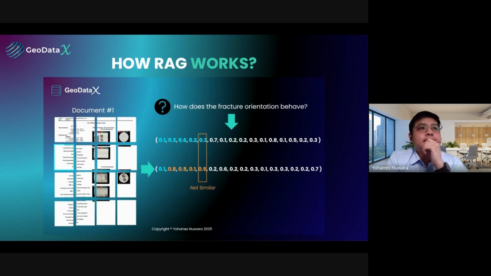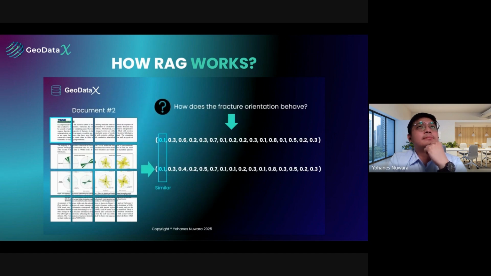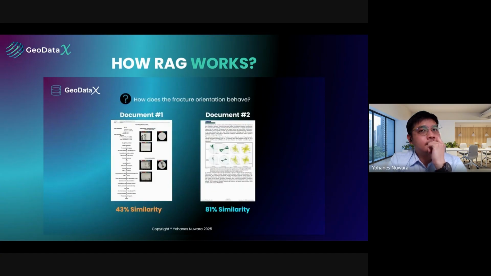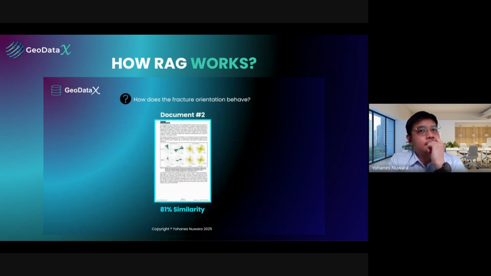The similarity score is calculated by comparing the query and document embedding. If similar, it is marked blue. Otherwise, marked orange. The ratio is called similarity score. Here we have 43% similarity. This process then continues for the second document. The same query embedding is evaluated on the second document embedding. In this document, we have more similarity than the previous document. As the calculation continues, we get similarity score of 81%. Thus, the second document is more relevant to answer the question.